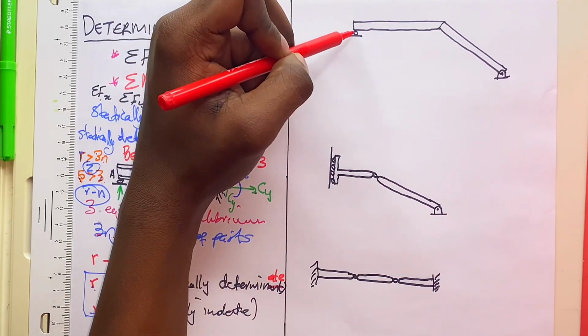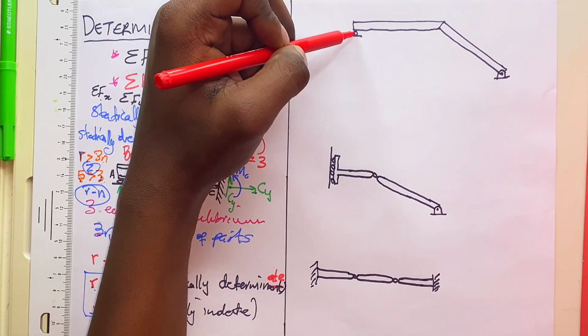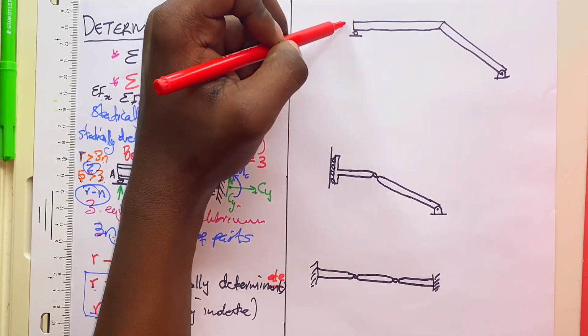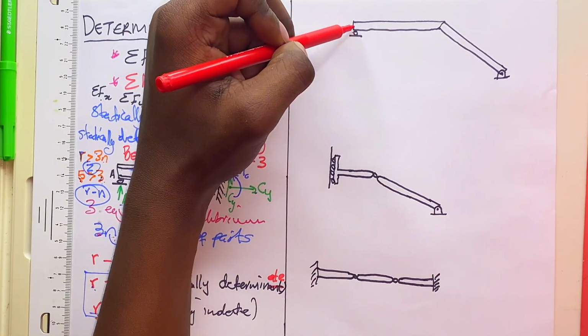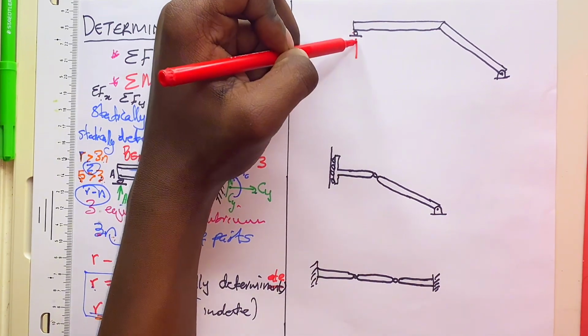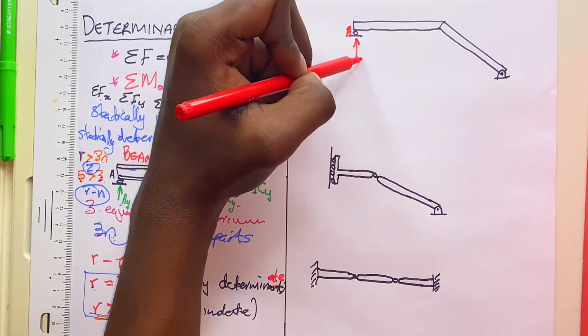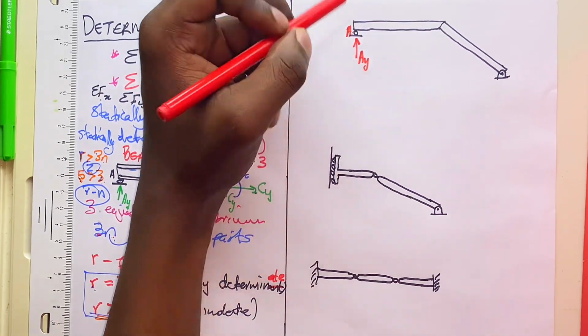On one side it is supported with a roller. When you have a roller, we know that this roller allows translation in the x-axis, but it supports it in the y-axis, and it will support a reaction. Let's say here it's A, therefore we'll have AY.